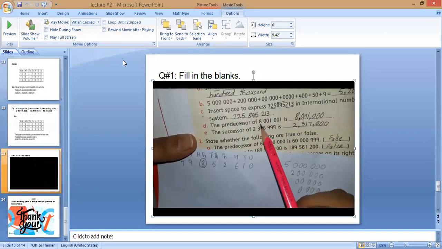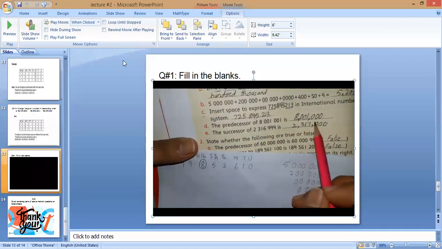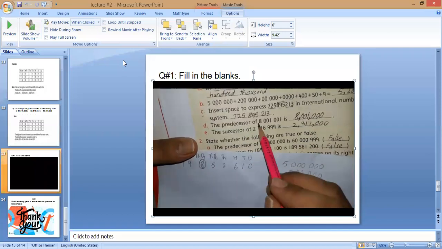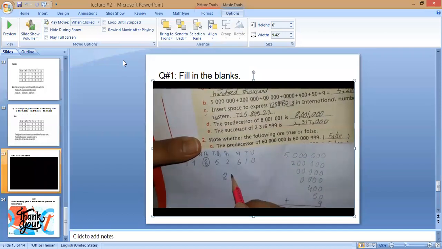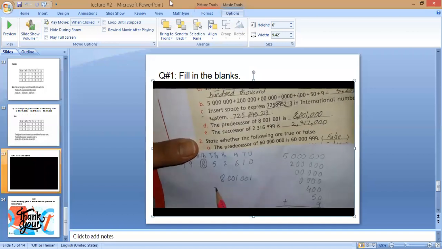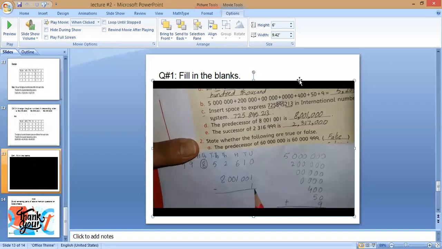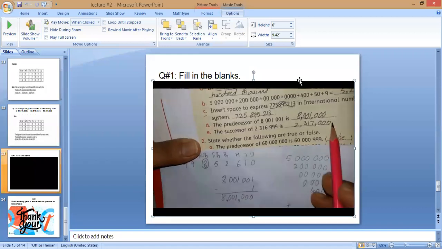Come to the next one, D1. The predecessor of this is dash. For finding this, you will find the predecessor by subtracting 1 from your unit column. You will subtract 1 from the unit column. 1 minus 1 is 0 and the remaining number comes down the same. This is your answer and you can put a comma here.